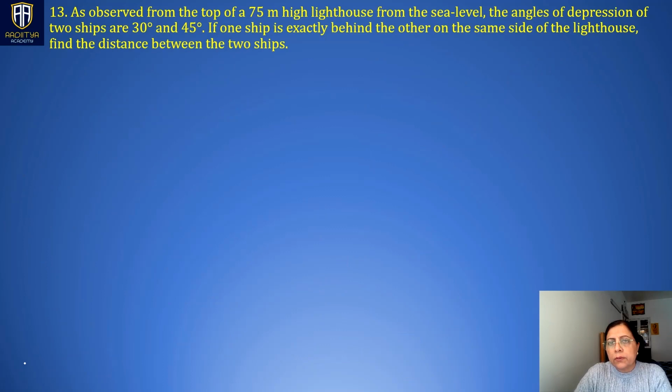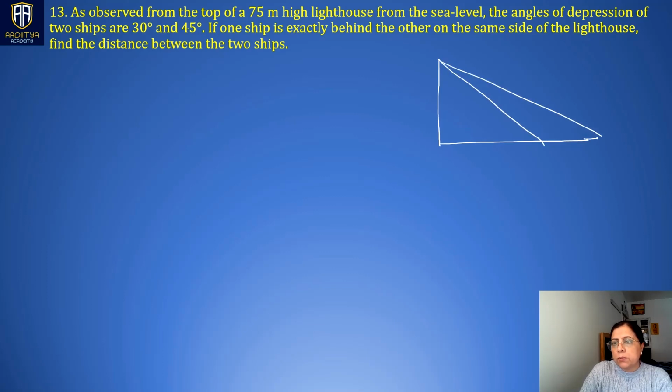Next we have, as observed from the top of a 75-meter high lighthouse from the sea level, the angles of depression of two ships are 30 degree and 45 degree. If one ship is exactly behind the other on the same side of the lighthouse, so both the ships are on the same side, right?